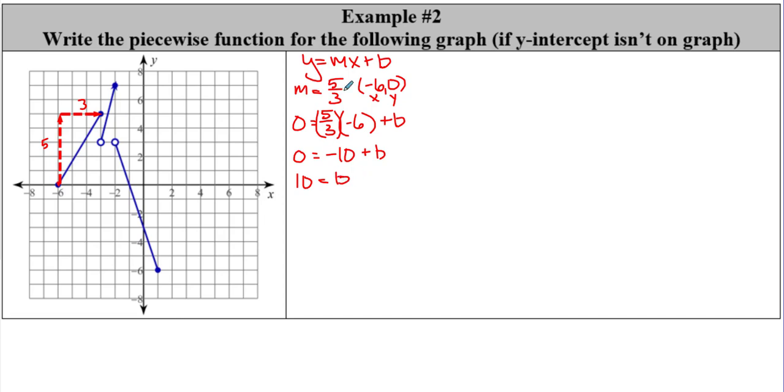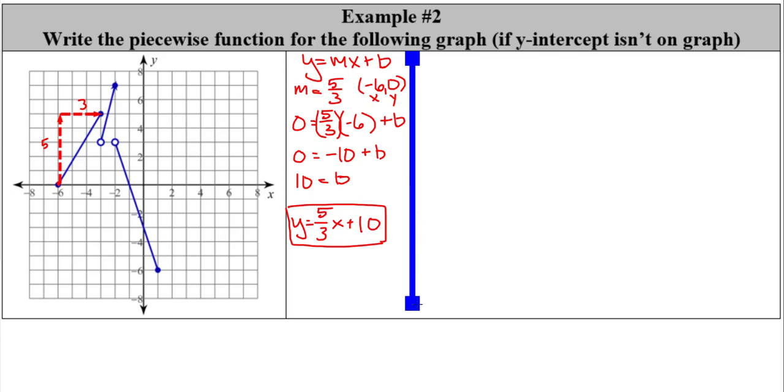Okay, so now I have my m and I have my b. I can write this in slope-intercept form, which is y is equal to my m value, 5/3, I put my x out front, and then I have my b value of +10. All right, so that is our first one. Let's go ahead and do our second one. I'm going to split this screen right here.